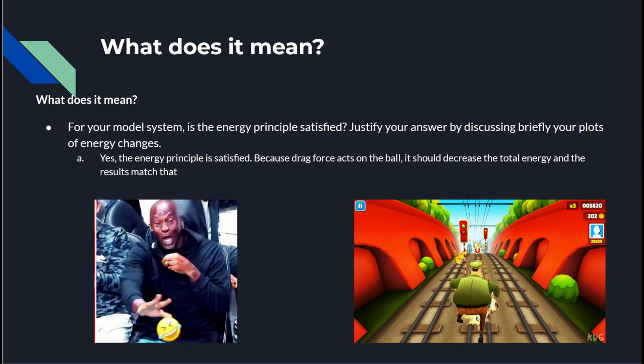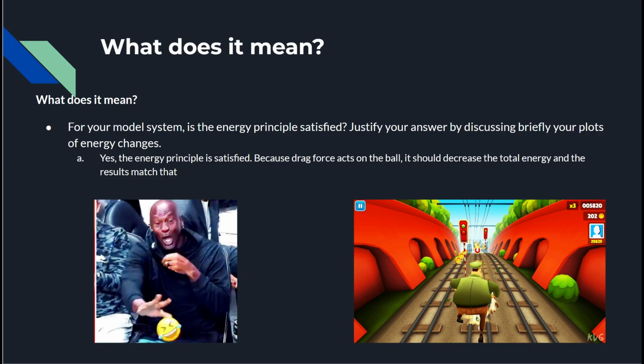Now, moving on to what this means for the model system. I took the original question: is the energy principle satisfied? And I said yes, it is satisfied because of the drag force acting on the ball. We said that considering the system to be everything, the drag force is a non-conservative force, and so I guess you could assume it to be. I guess you could also put it as work done on the system from the surroundings. It really depends on your interpretation of the system.